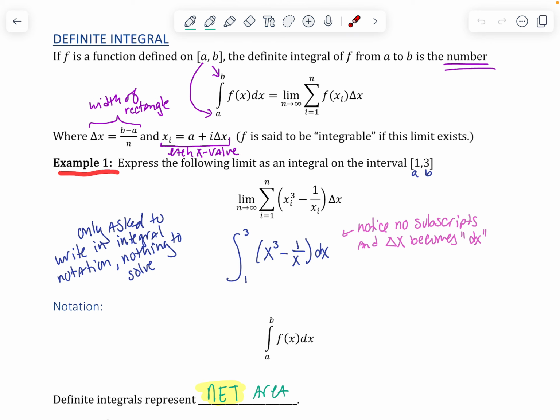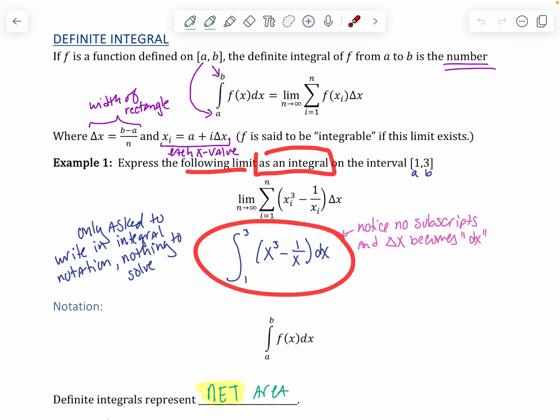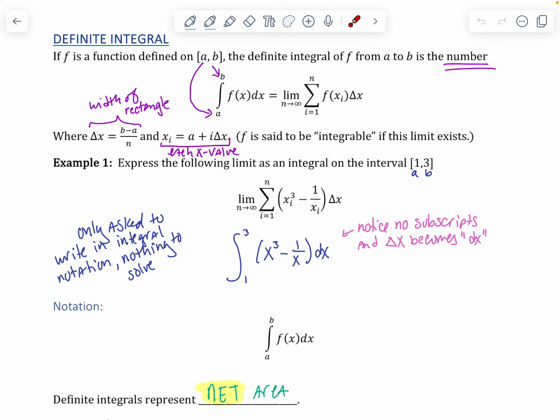So example 1, I'm asked to just express the following limit as an integral. So this is the answer I'm looking for, but the key was I was only given the limit notation for my definite integral, where even though this goes from 1 to n, don't forget I'm focused on what is the range that I'm looking at the function on, from 1 to 3.